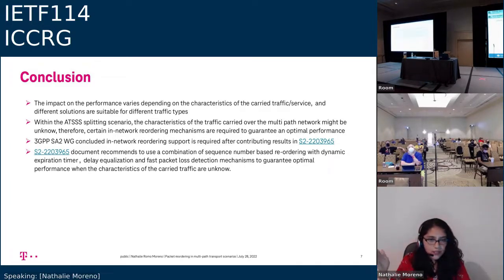Additionally, all the results that I presented here and additional ones with more analysis were presented in the 3GPP SA2 working group. And there it was also concluded that in-network reordering support is required. In this document that is linked in the presentation, it is also recommended that to achieve an optimal performance, it is better to use a combination of all these solutions together. So a sequence number-based reordering with a dynamic expiration timer, a delay equalization, and also some algorithms for fast packet loss detection. Next slide, please.